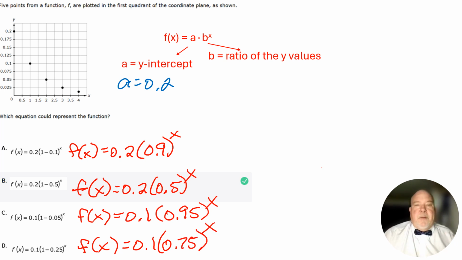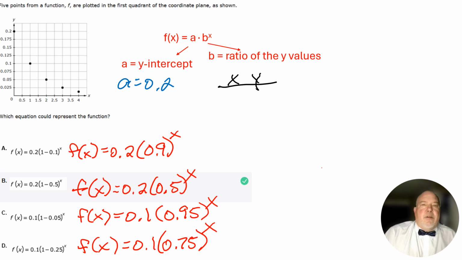Okay, so back to the initial function here. So we already figured out that a is equal to 0.2. So I know my answer is a or b. Now I just got to figure out what this ratio of the y values is. And so what I'm going to do is I'm just going to make a little table here of xy ordered pairs, and I'm just going to go back to the graph and I'm going to read these points off. So I'm going to take each of these points and write the xy coordinates of each point here so that we can figure out what that ratio is of the y values.